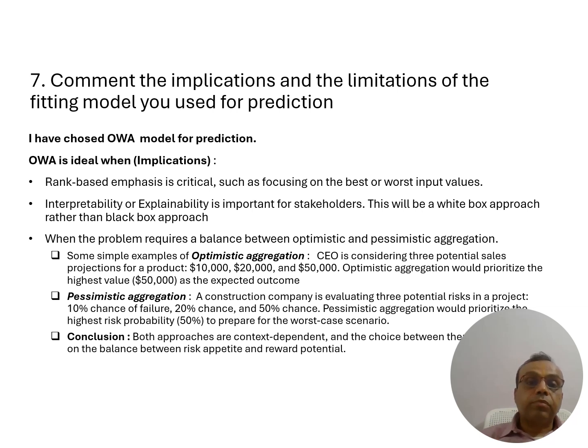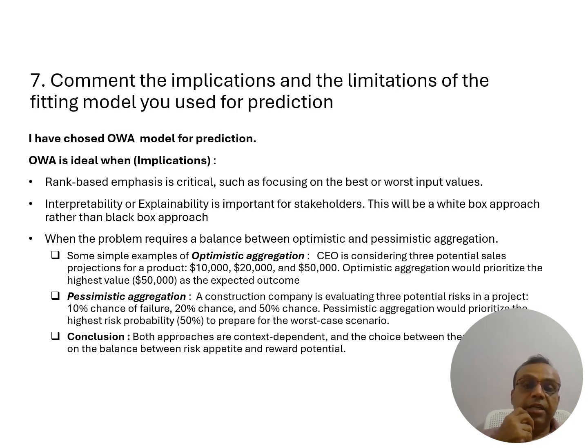Finally, I've chosen to comment on the implication and limitations of the fitting model. So I've chosen OWA model for prediction. OWA is very ideal when rank-based emphasis is critical, such as focusing on best or worst input values. So in this case, I'm looking at the best values of wine. So I should rank whichever inputs have higher values, that will play a major role in getting me the best quality of wine. That is one way of looking at it.